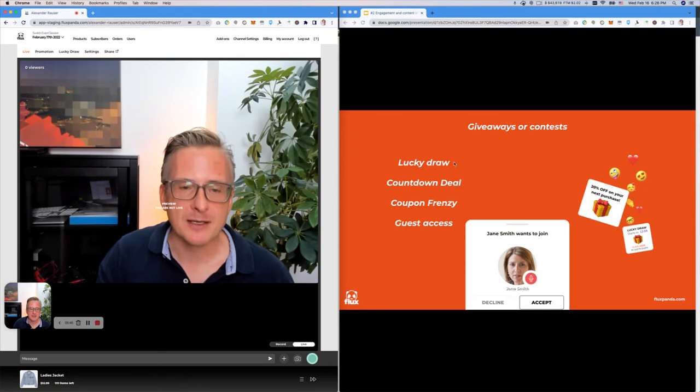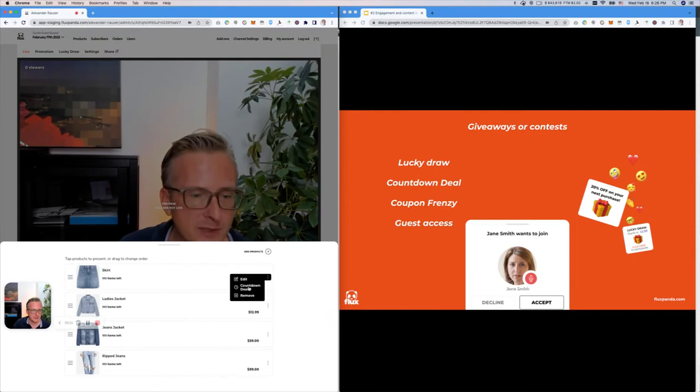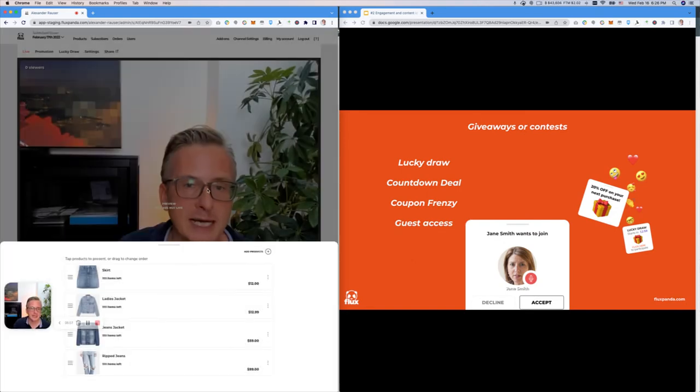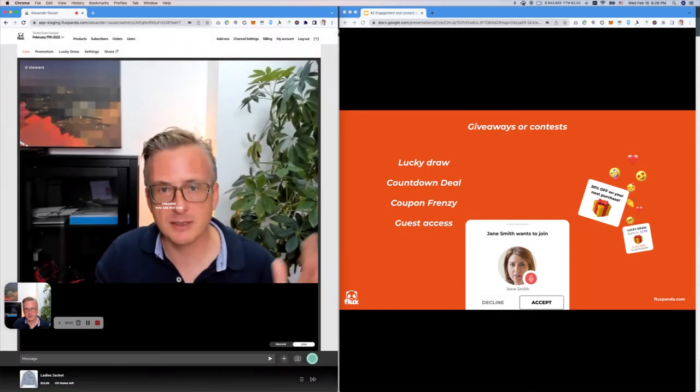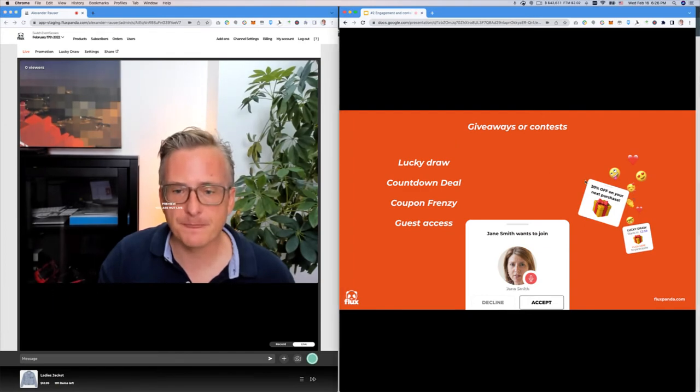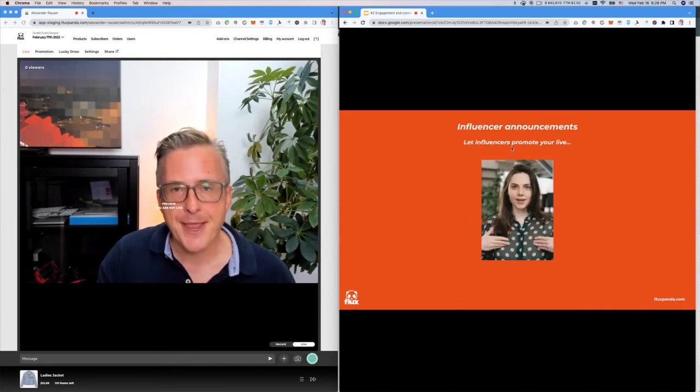And then we also have the countdown deal, which is the one that you can attach to the products. So we have it over here, the countdown deal, and this means you can maybe reduce the price of the product for a specific period of time, and when the countdown runs out, the product is no longer available at that special price. So these are some ideas, and again, we have all the tools to realize those things built in.